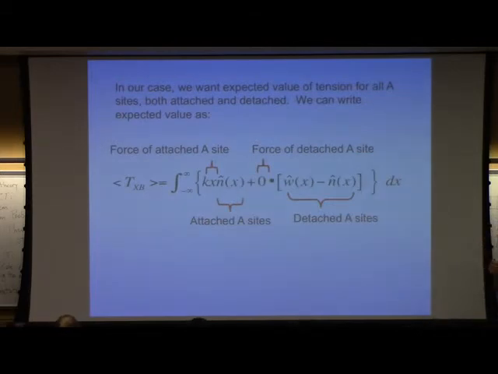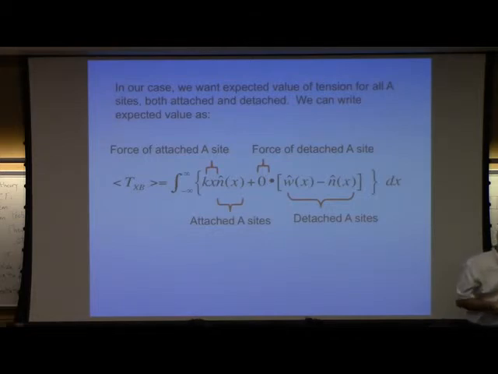So to compute the force, we need to find the expected value. And what we're going to do is find the force of the attached cross bridges. So this is n hat times x, which is the distortion times the spring constant. So this is the force of all the attached cross bridges. This is the force of the detached cross bridges, so these are detached A sites. The detached ones don't generate force. So this is 0. This term goes away.